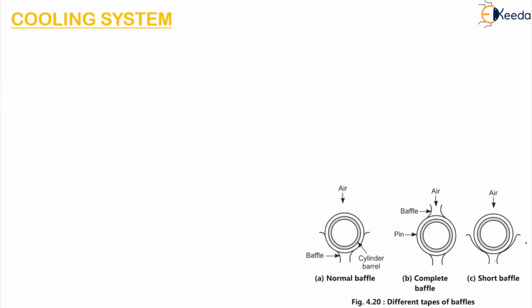So in order to improve the cooling system, baffles are provided on the fins. Here you can see there is a baffle. This is a normal baffle. This is a complete baffle. On both the ends a baffle is provided, and this is a short baffle. So what is the purpose of providing this baffle? Baffle or baffle plates.